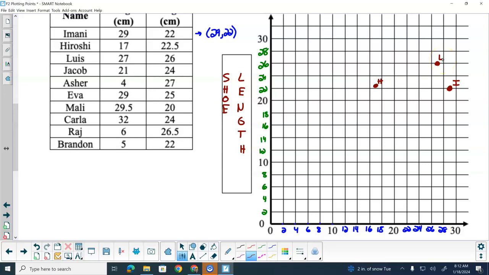Okay? You got Jacob. How do I get there? What's my horizontal distance? 21. Okay, and then up or down? Which one? Up, because we're only in quadrant number 1, right? Yep. So right 21, up 24. Yep. Right 21, up 24. That was Jacob.